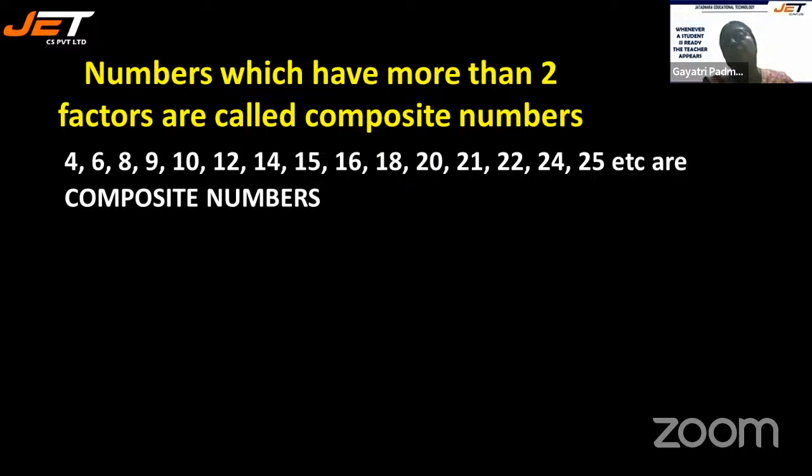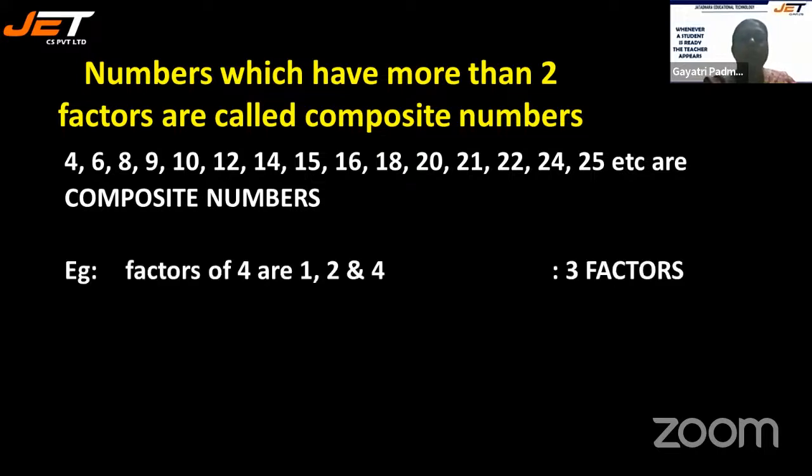And the numbers which have more than 2 factors are called composite numbers. All right, students. So here we have 4, 6, 8, 9, 10. Carefully write down, excluding the prime numbers. These are all called composite numbers. For example, here let us take the factors of 4. So 1 will go in 4, 2 will go in 4, 4 will go in 4.